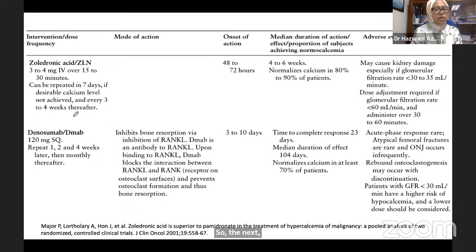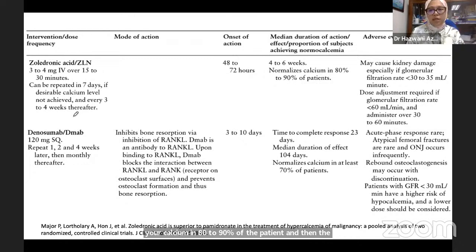The next bisphosphonate option is zoledronic acid. The dose is between 3 to 4 milligram intravenous. We can give it fast, between 15 to 30 minutes, not as long a duration of infusion as per pamidronate. It has the same onset of action, between 2 to 3 days. The duration of action is a bit more potent. It can normalize your calcium in 80 to 90% of the patients, and then the duration of action is longer, between 4 to 6 weeks.